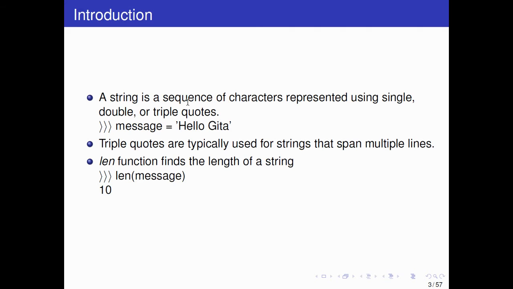So what is a string? The definition of a string is, a string is a sequence of characters represented using single, double or triple quotes. A character is a single symbol, and a string is a sequence of characters represented using single, double or triple quotes. For example, let me take this.